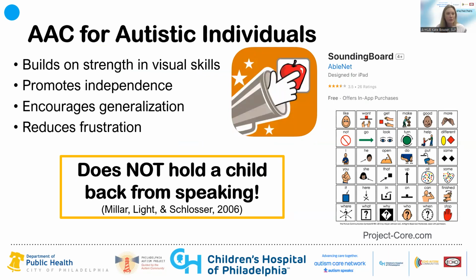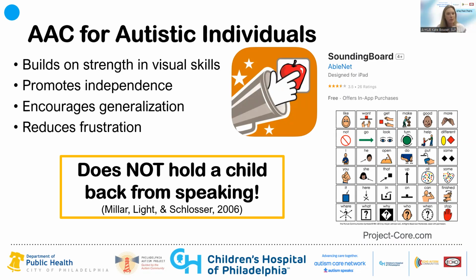So we know that using AAC can be extremely beneficial for people with different types of disabilities, including autism. And that even goes for people who have emerging verbal communication skills. So even for kids who are starting to talk a little bit, AAC can be really valuable. AAC builds on that strength in visual skills. It promotes independence. So for a child that's really good at labeling things, really good at repeating things, but might have a harder time spontaneously communicating to tell us what they want and need, AAC might be something that we would consider implementing.